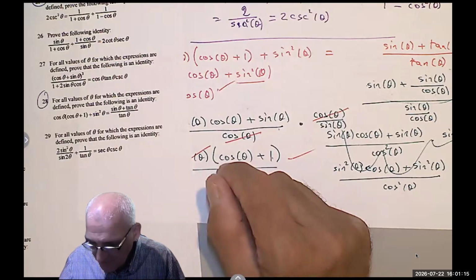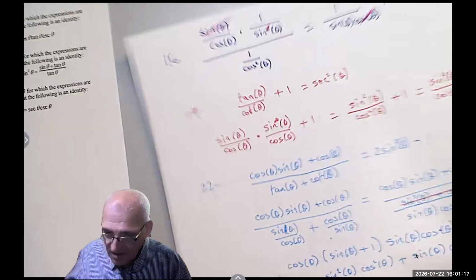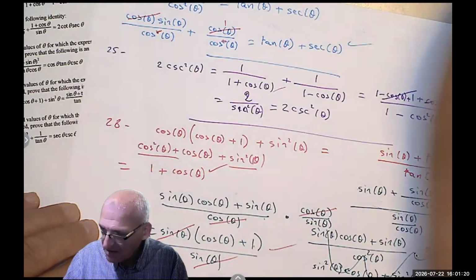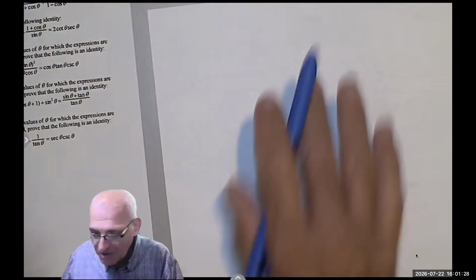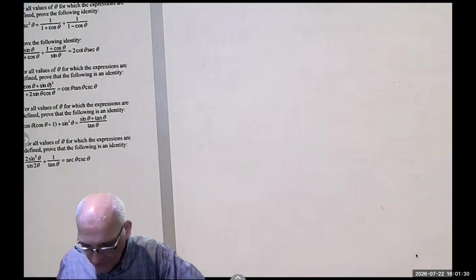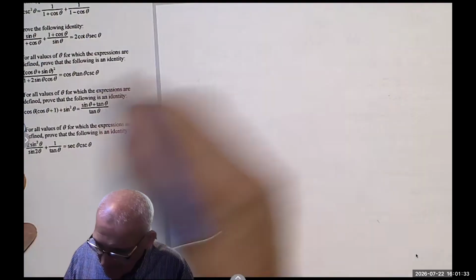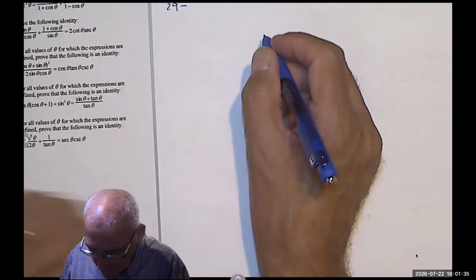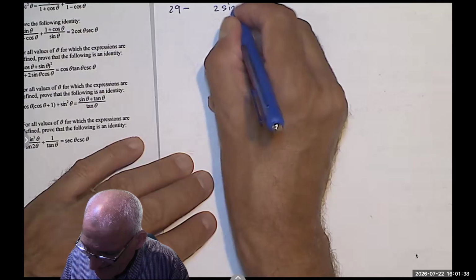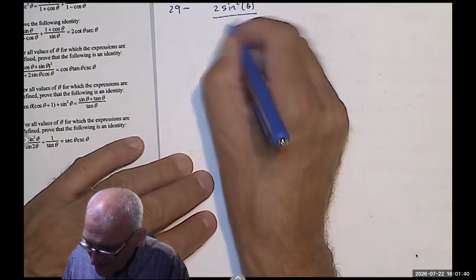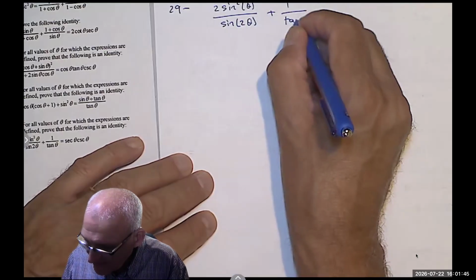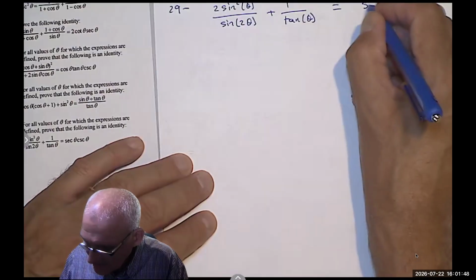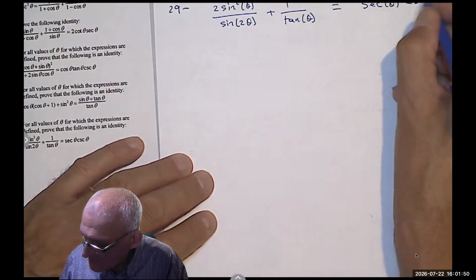I think that's it. Maybe we can take the last one, just since we have a blank page here. Which one should we do? Last one? 29. Let's do it slowly. Over sine 2 theta plus 1 over tan theta equals secant theta cosecant theta.